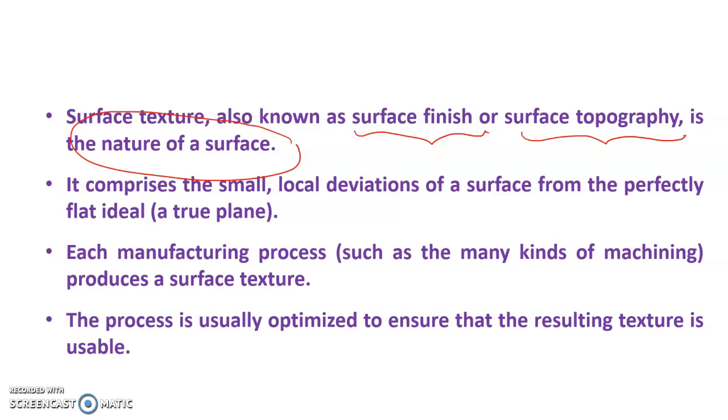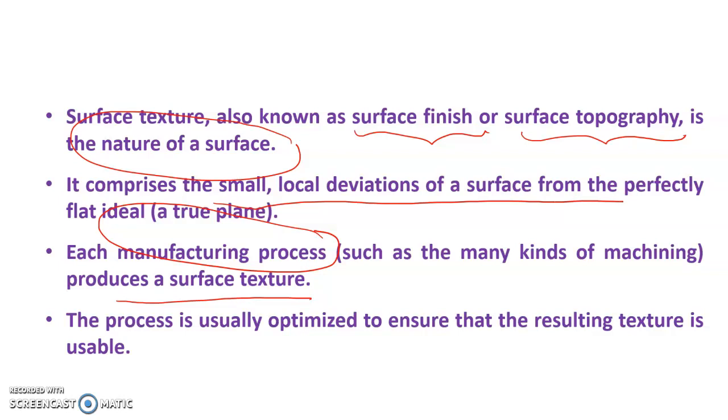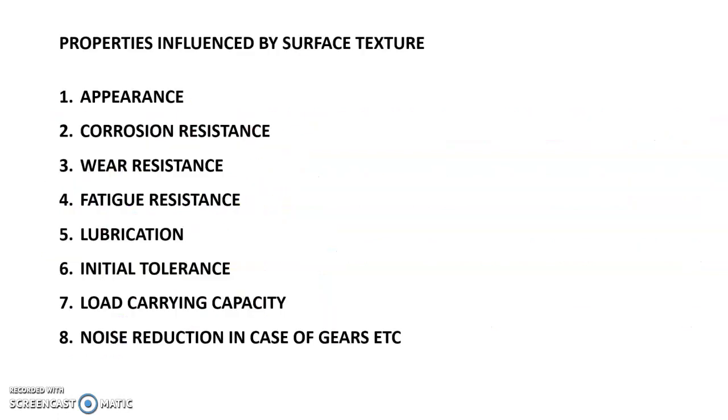And this is mainly because of the manufacturing process we are using, and each manufacturing process produces different surface textures. It comprises small local deviations of a surface from a perfectly flat ideal surface. Because ideal surfaces are difficult to produce, some deviations are always present with the surfaces, and these actually comprise the surface texture. The various properties of the surfaces or the parts are influenced by the surface texture.